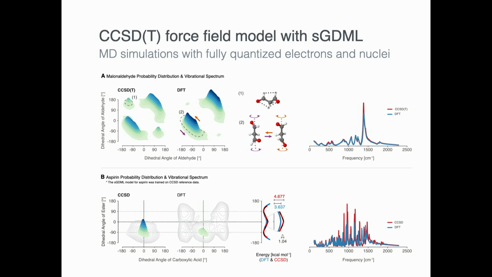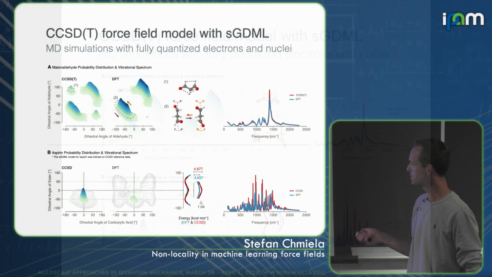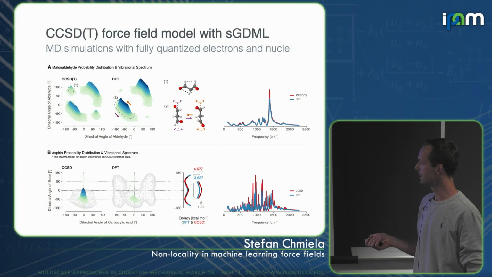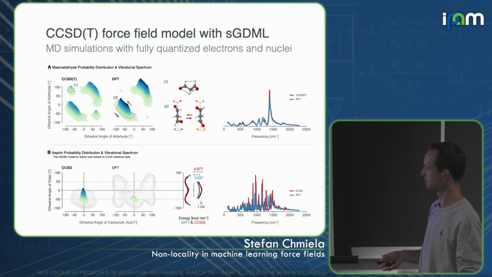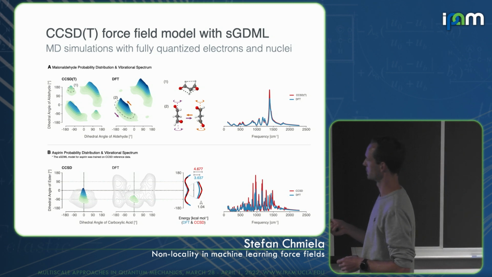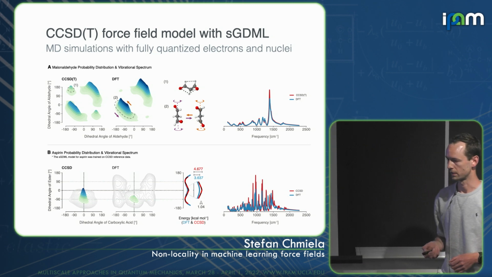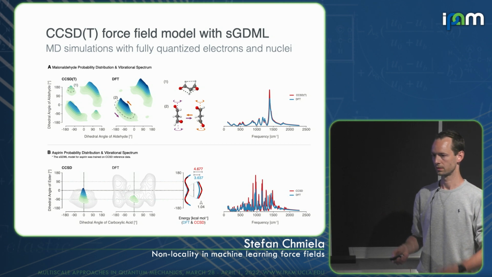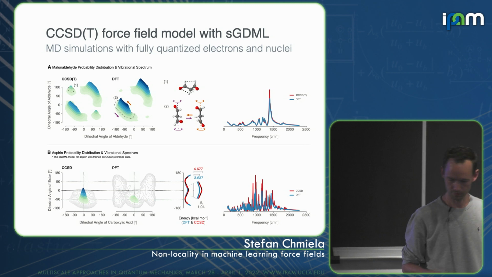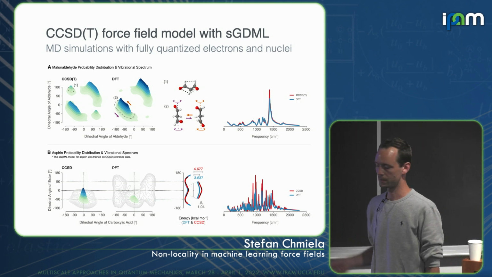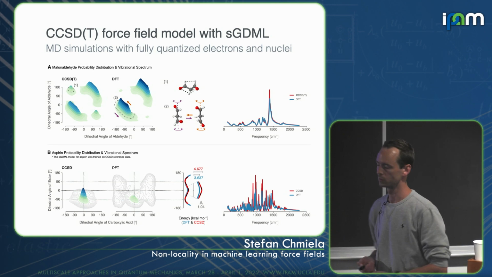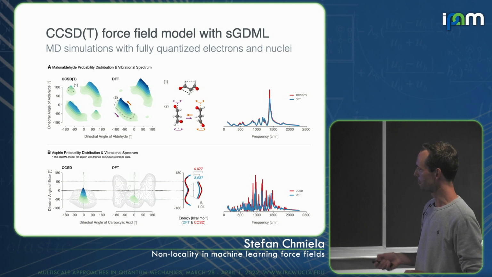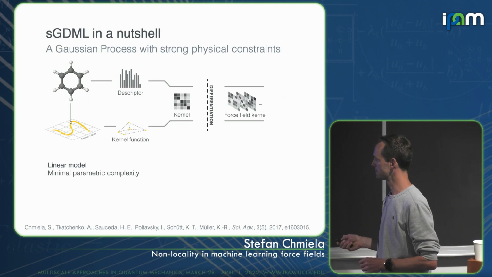And we have used this. It's very accurate, very data efficient, because it's endowed with many physical priors. So we have used this to train on coupled cluster data and then run quantum MD simulations based on those coupled cluster force fields to get observables, like, for example, free energy surfaces or vibrational spectra. And using this combination of a highly accurate coupled cluster force field prediction in combination with path integral molecular dynamics, we've been effectively able to run MD simulations with fully quantized electrons and nuclei. So the problem with this model is that it doesn't scale.